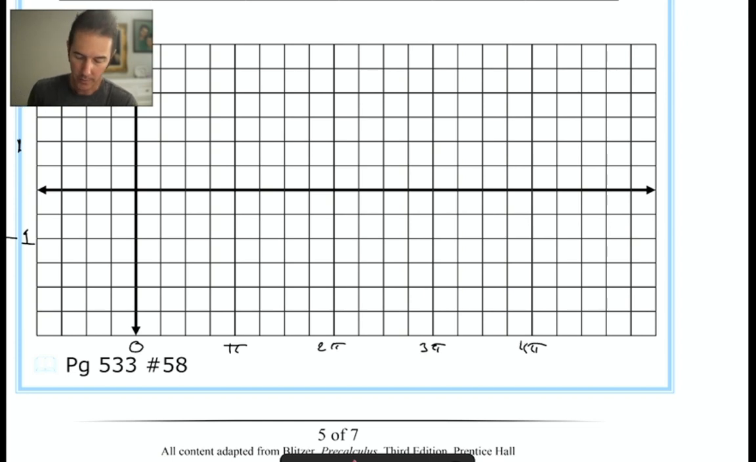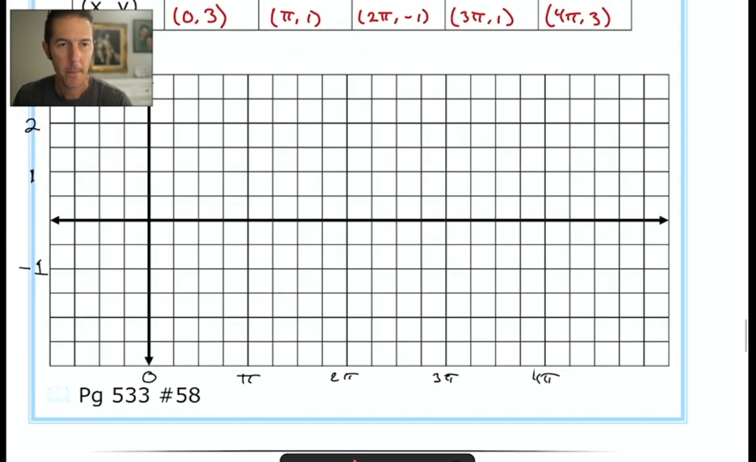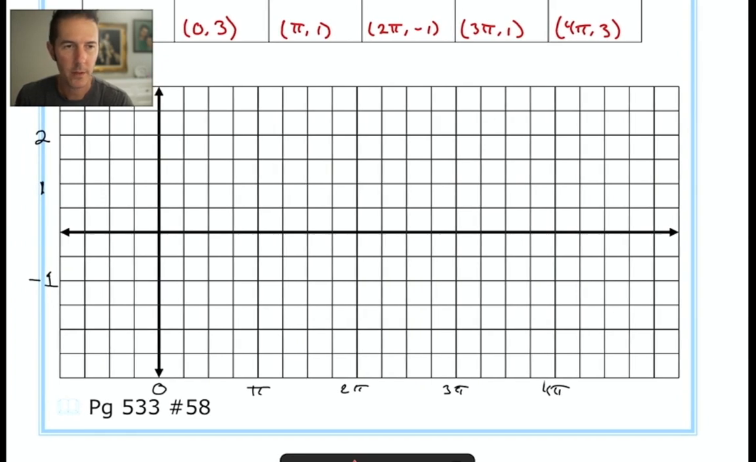And then we can plot some points. I think that's all we're going to need. Get those values available again. Great. So 0, 3, I'm using the original vertical axis. 0, 3 is all the way at the top of that axis. There it is, yep. And then pi, 1, 2 pi, -1, 3 pi, 1, and 4 pi, 3. There it is. And you can draw your curve through there if you wish. I recommend it.